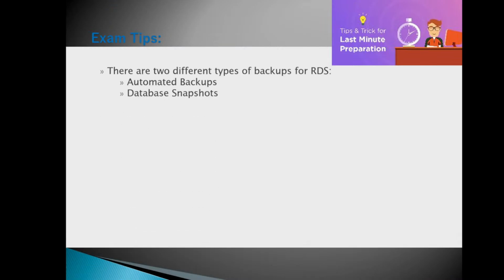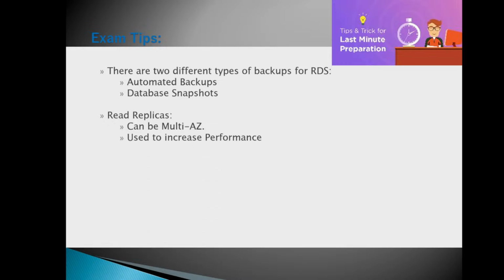So exam tips. What we have learned today: we can take backups. There are two types of backup. One is automatic backup and the other is DB snapshot. Again, it's a snapshot of your underlying EBS volume. Automatic backups are taken automatically on a daily basis. This is a manual backup. You have to take it manually. Automatic backups will be deleted once you delete the database. The manual backups are not deleted automatically. You have to delete them manually.